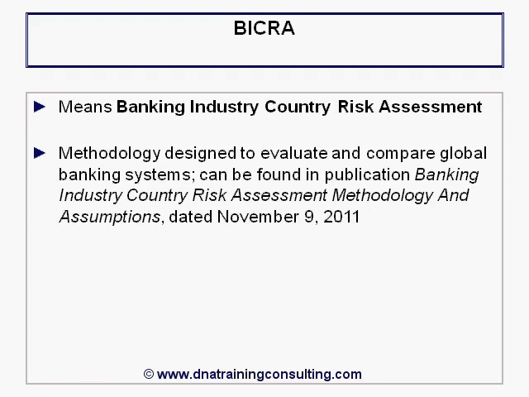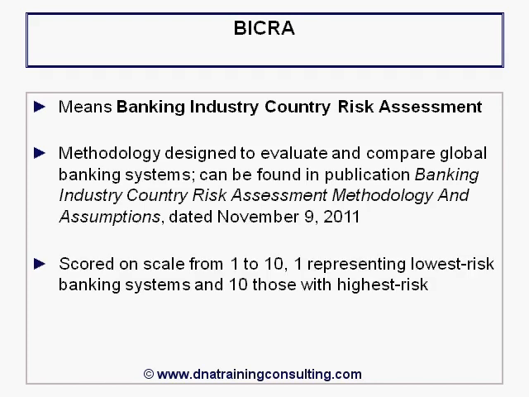S&P's approach to the determination of a banking system's BICRA score can be found in its publication titled Banking Industry Country Risk Assessment Methodology and Assumptions, dated November 9, 2011, a link to which again can be found in the course outline. A BICRA is scored on a scale from 1 to 10, 1 representing the lowest risk banking systems, and 10 those with the highest risk.